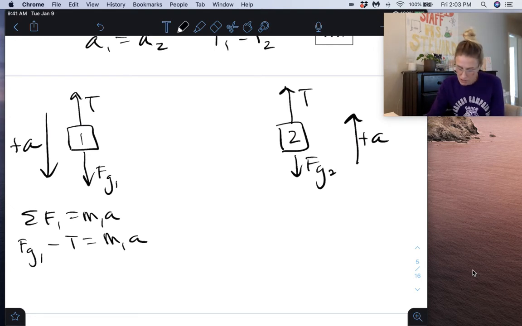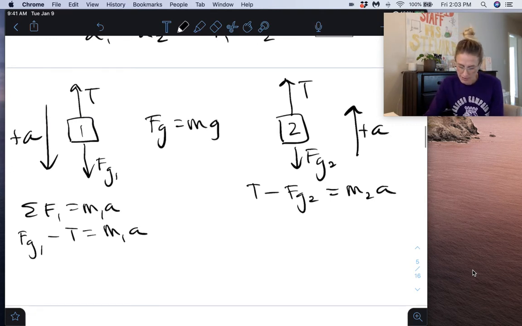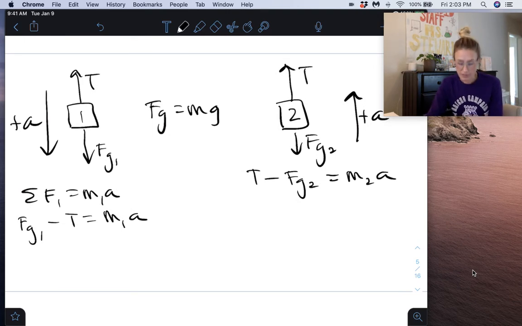Doing the same thing for mass 2, we get the tension minus the force of gravity of mass 2, because tension is the positive force for mass 2, and then equals mass 2 times acceleration. Now for these, remember, force of gravity is equal to mass times acceleration of gravity, which on Earth is 9.8 meters per second squared. So I can plug that in for our force of gravity as well.